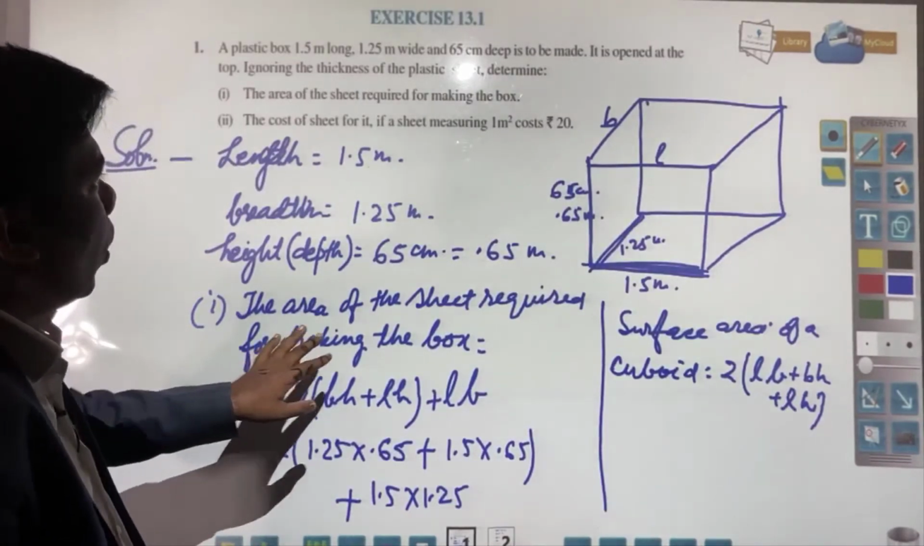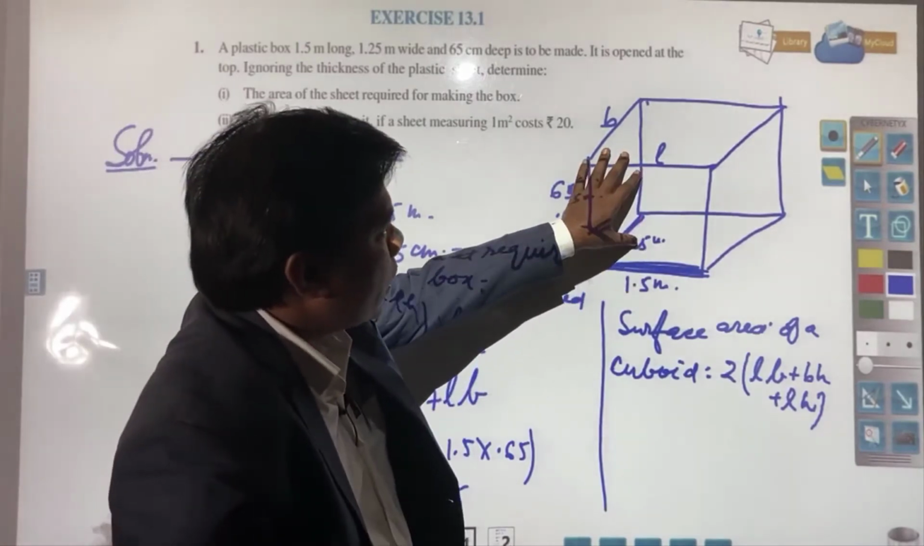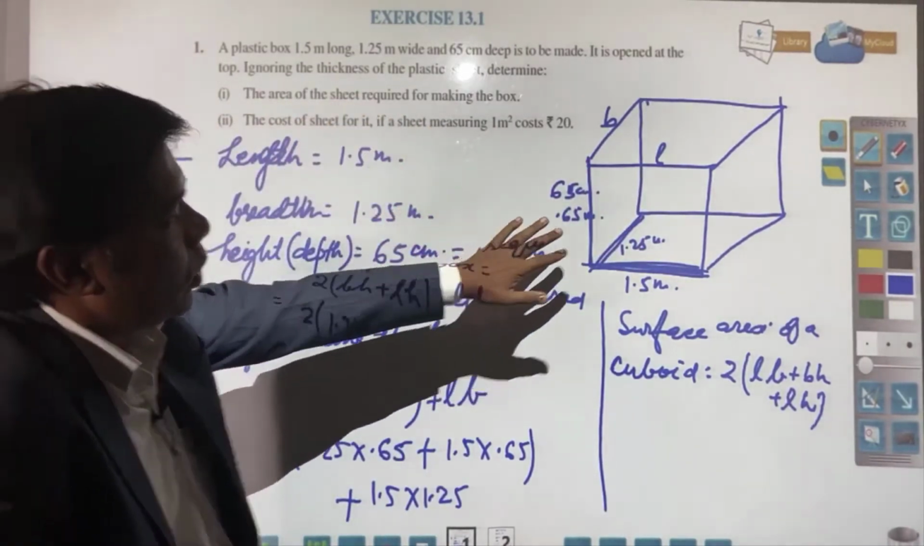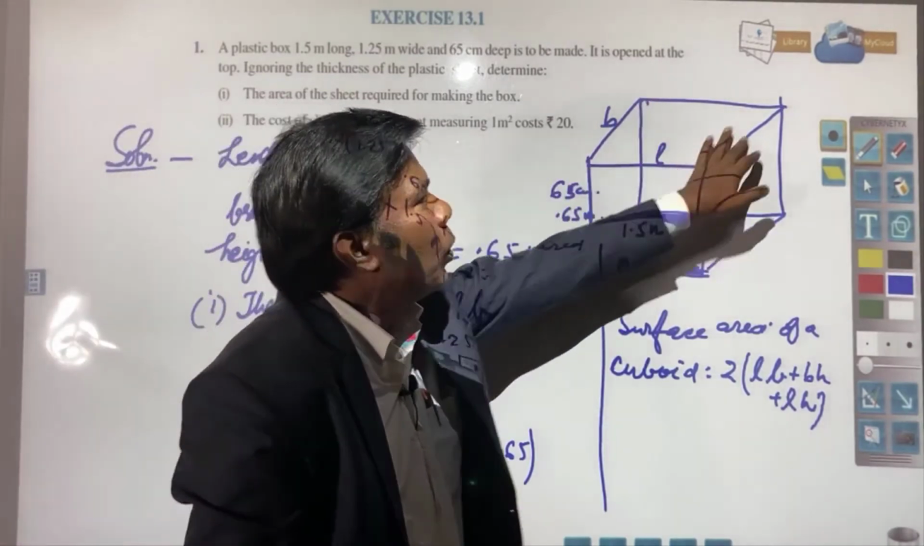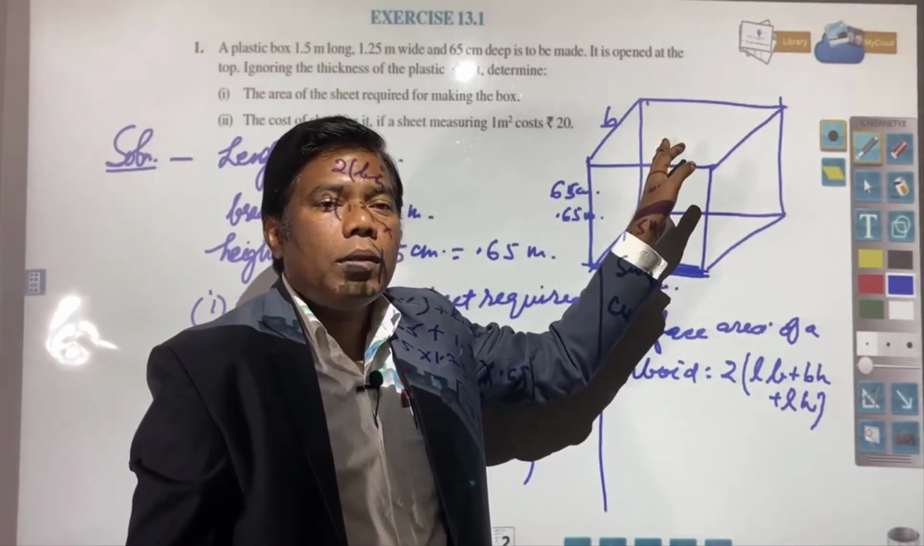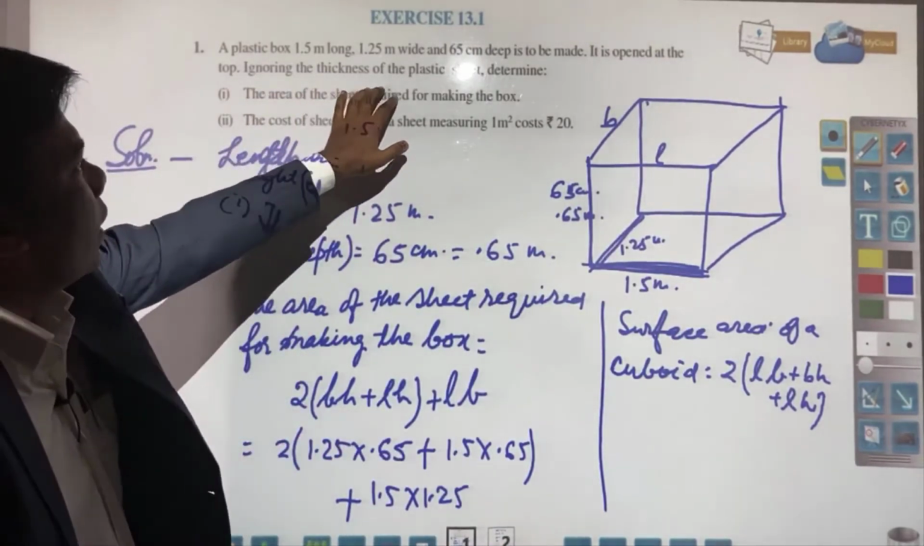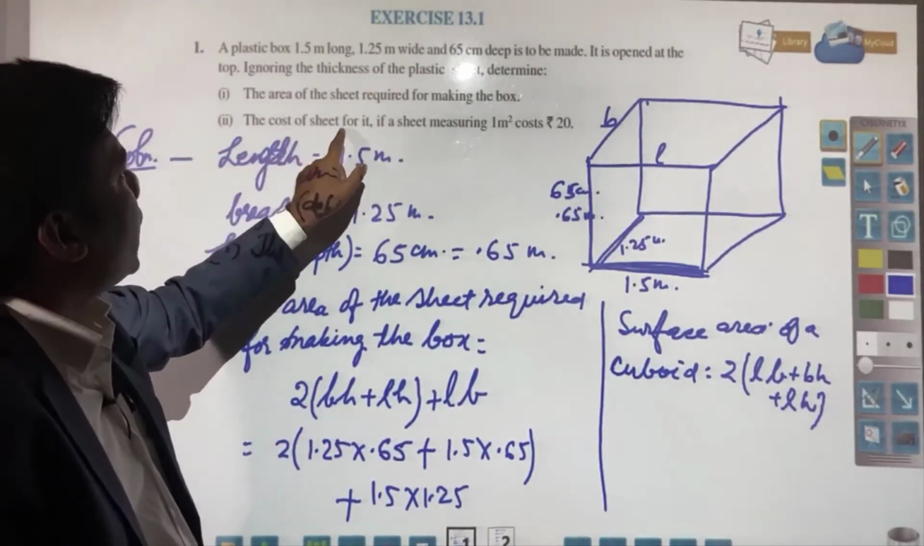Surface area for the box you have got, and the area of the sheet required also you have got, except this portion, because the top is required to be kept open. So the first part we have completed. Second is the cost of the sheet for it.